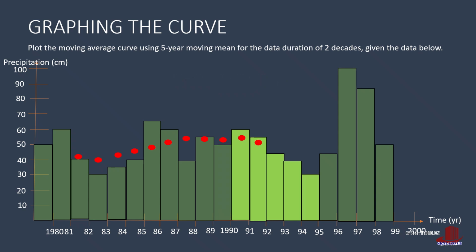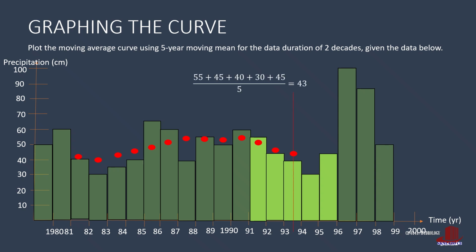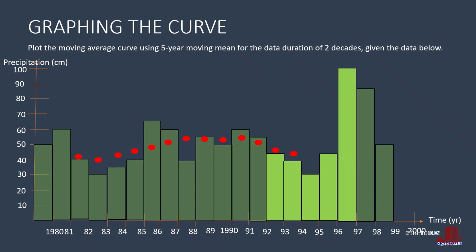The next batch takes the average of 60, 55, 45, 40, and 30, and that is 46, placed between 92 and 93. For the pin between 93 and 94, the depths to be averaged are 55, 45, 40, 30, and 45. The next 5 years receive precipitation of depths 45, 40, 30, 45, and 100, where the average is 52, placed mid 94 and 95.